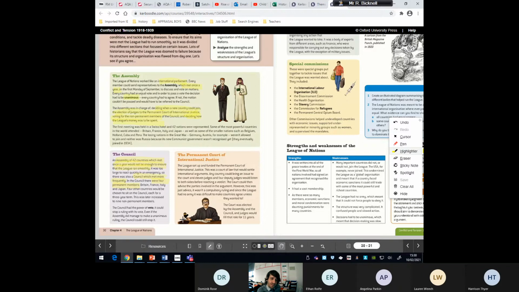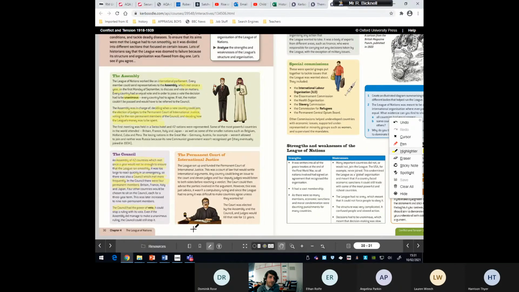What makes that more significant is the Council had the power to veto anything that the Assembly had managed to agree upon. So if by some miracle the Assembly had agreed upon a course of action, but it didn't suit France, France could veto it, which means it would not happen.